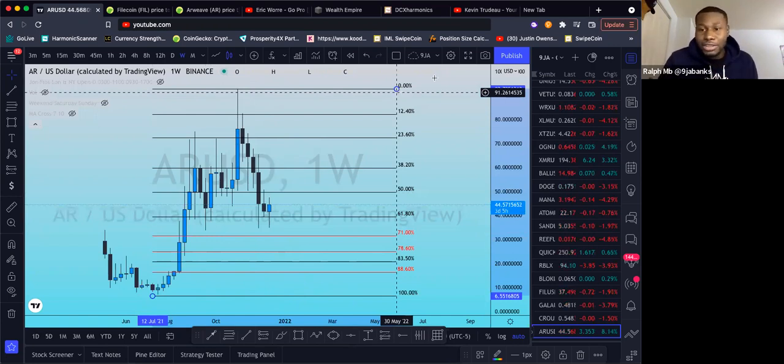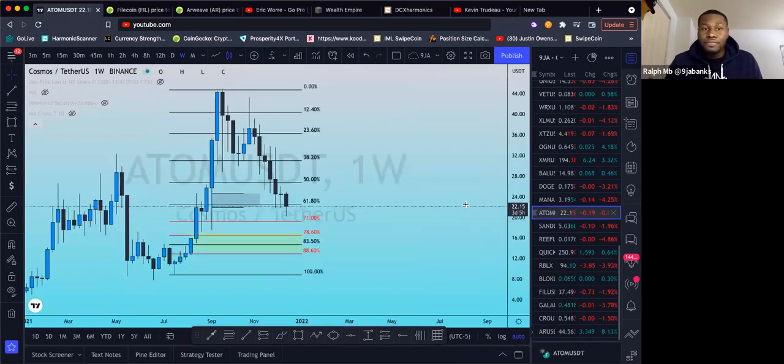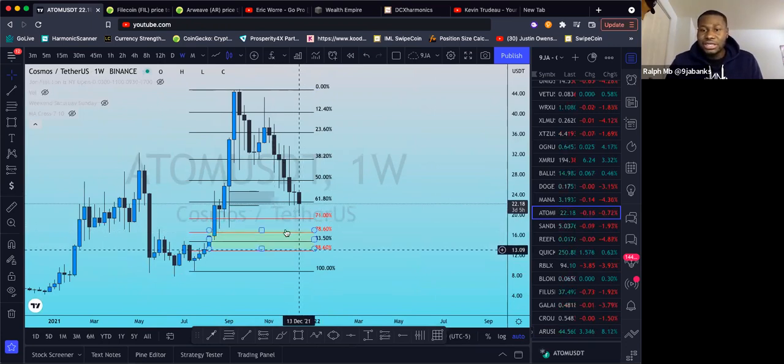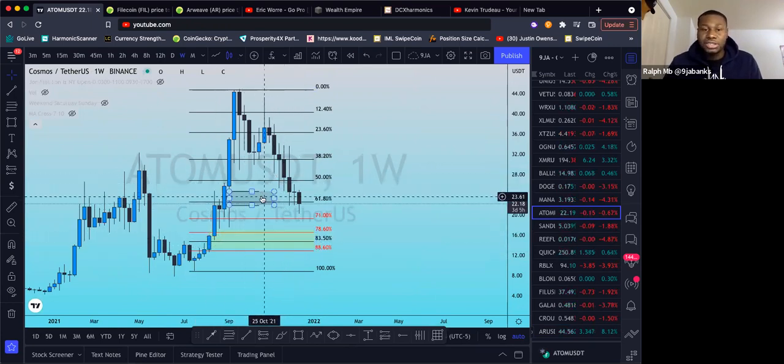No matter the project, guys. No matter the project. Another one, Atom, right? Cosmos, right? Cosmos is hot. And what am I waiting for? I'm waiting for this area on Cosmos, about 16 to about 12. I'm gonna accumulate more Cosmos. If not already, where it's at is a good zone to accumulate.